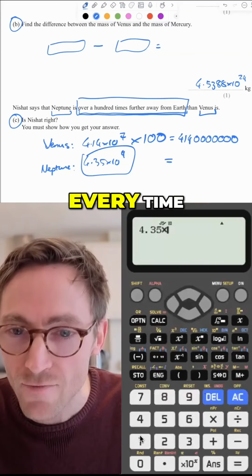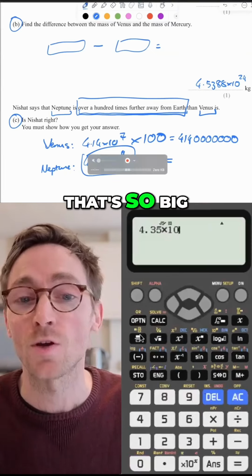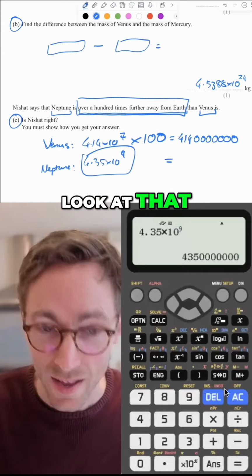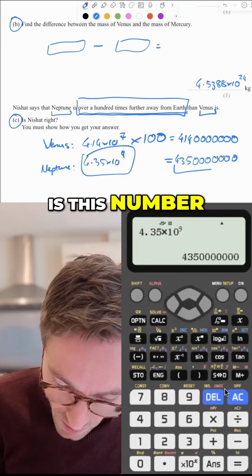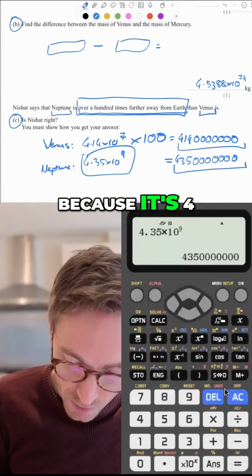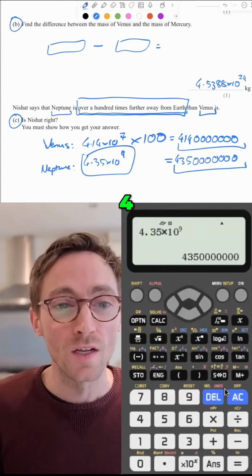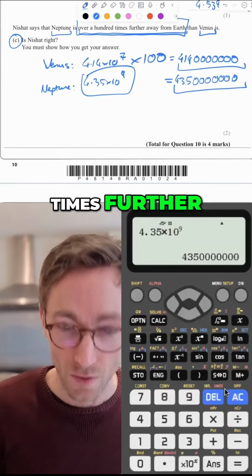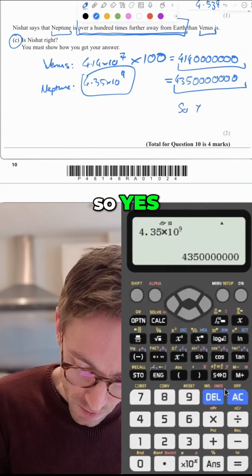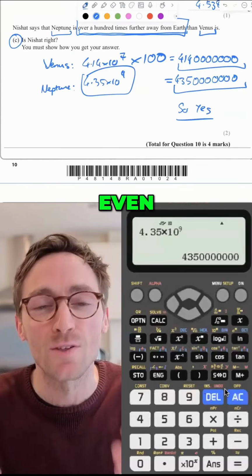And I'm saying this doesn't work every time. Sometimes they give you a number that's so big. But here, if I hit equals, look at that. They actually tell me what the number is. Is this number bigger than this? Yes, it is, because it's 435 instead of 414. So Neptune is over 100 times further away. So yes. There you go, 2 marks. And I haven't even taught you standard form.